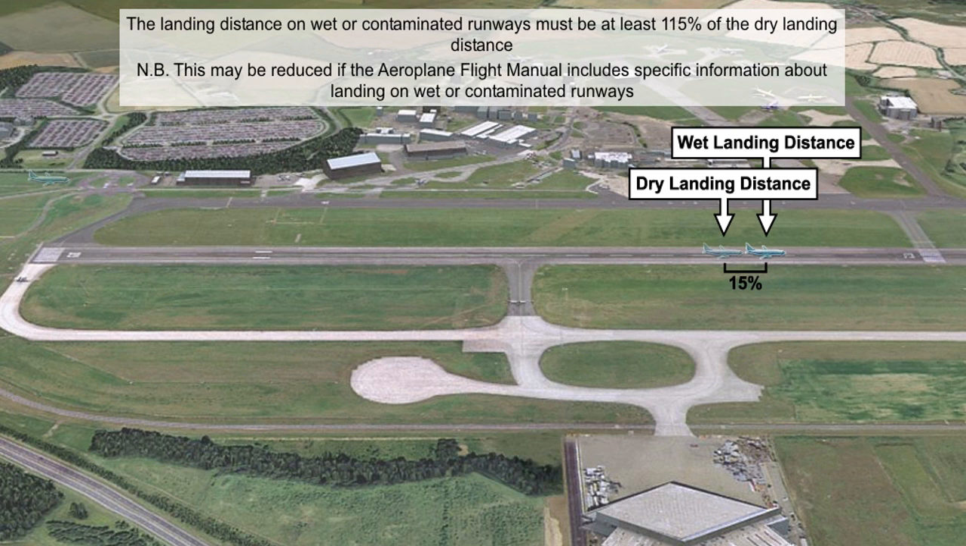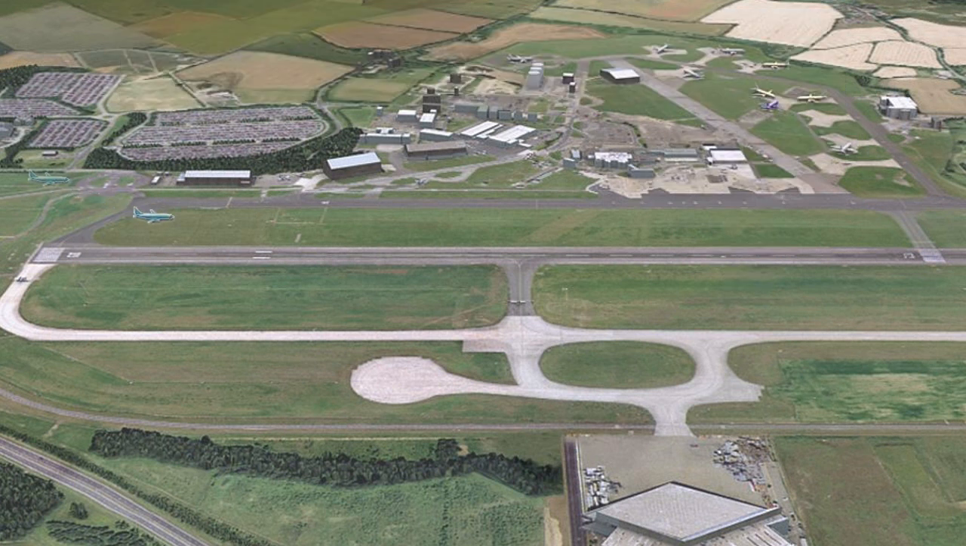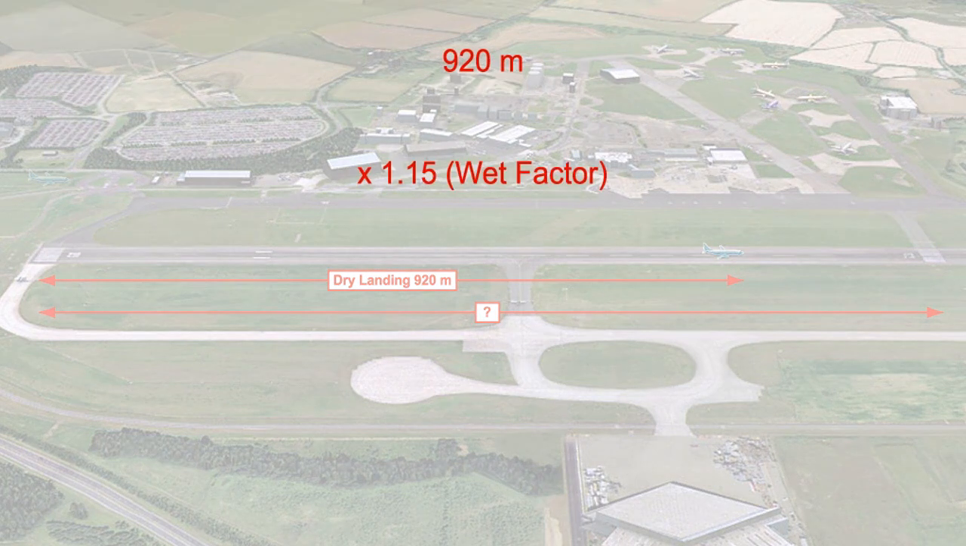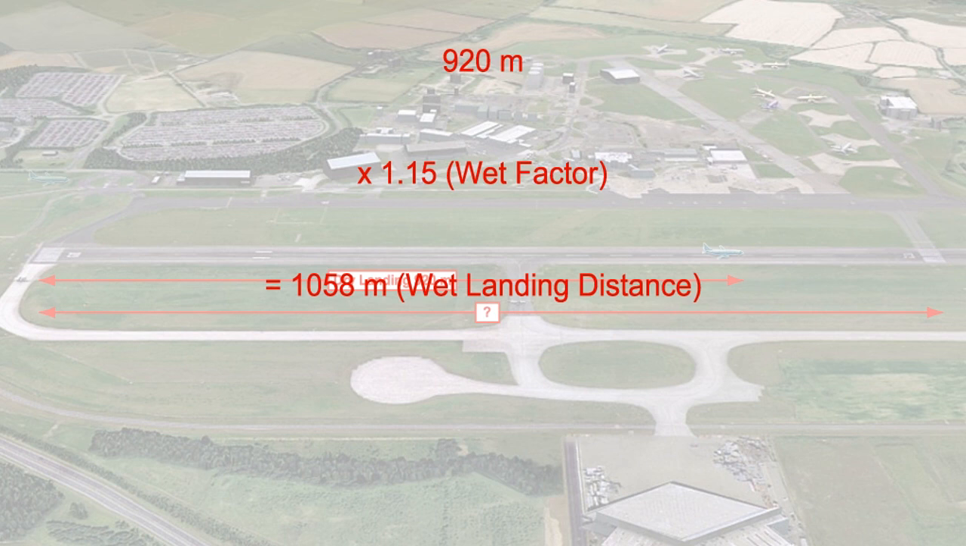Now let's work through an example. If the dry landing distance of a turbojet aeroplane is 920 meters, what would the minimum landing distance available have to be if the runway was wet? Since the runway is wet, we have to increase the landing distance by 15%. We do this by multiplying 920 meters by a factor of 1.15. Therefore, the wet landing distance is 1,058 meters.